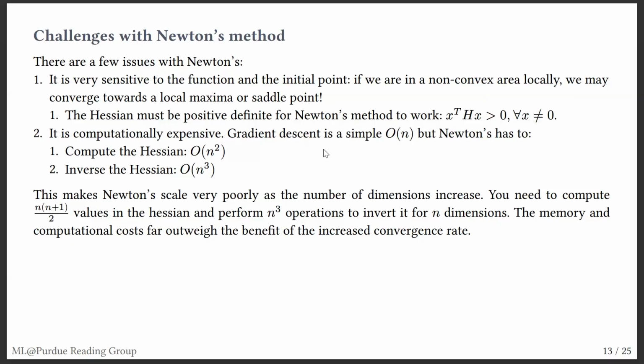Then to your point, it's incredibly expensive to compute. Gradient descent is a very simple linear term computation, right? The more dimensions you have, the more gradients you have, the more derivatives you have to compute your gradient. That's pretty easy to do. So if you do k steps of gradient descent, you do k times n, pretty trivial.